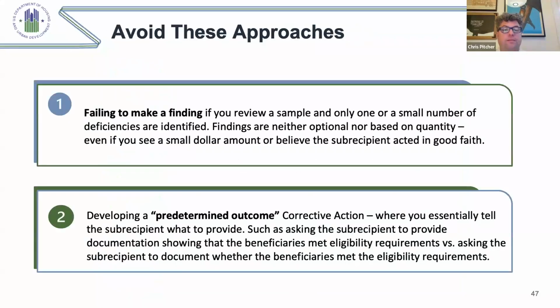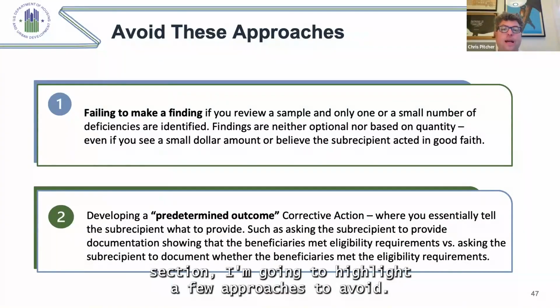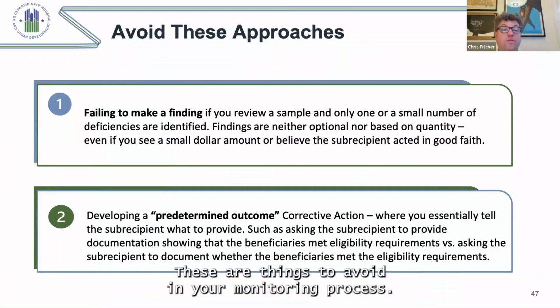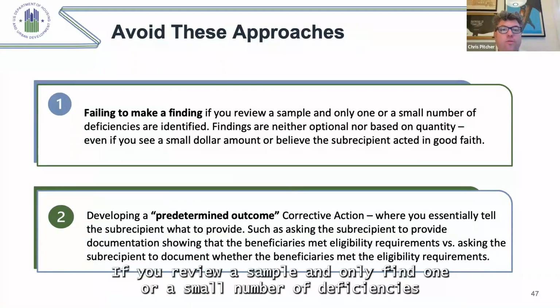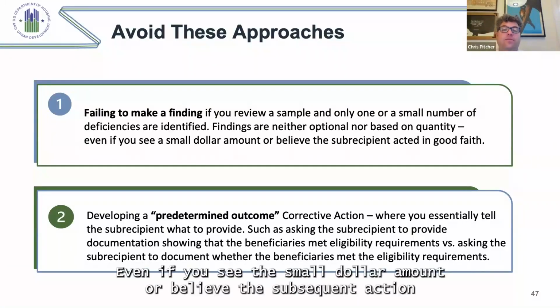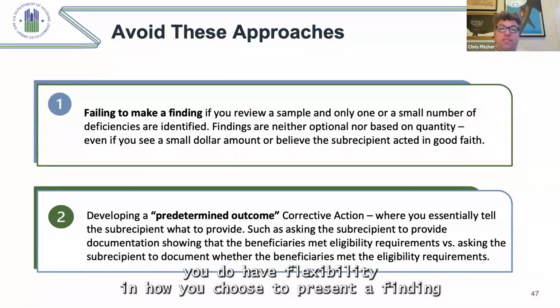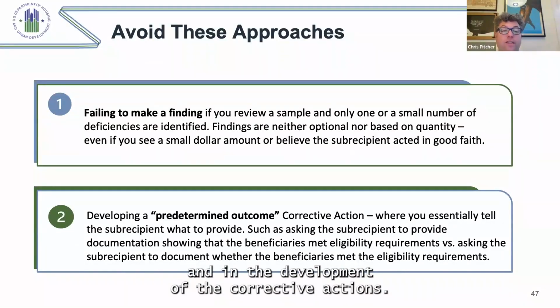Slide, avoid these approaches. A numbered list. Before we wrap up on the findings section, I'm going to highlight a few approaches to avoid. These are things to avoid in your monitoring process. Failing to make a finding. If you review a sample and only find one or a small number of deficiencies, findings are neither optional nor based on quantity, even if you see a small dollar amount or believe the subrecipient acted in good faith. While you have no discretion to ignore or overlook noncompliance, you do have flexibility in how you choose to present a finding and in the development of the corrective actions.